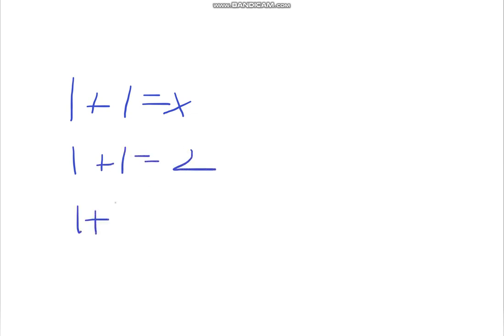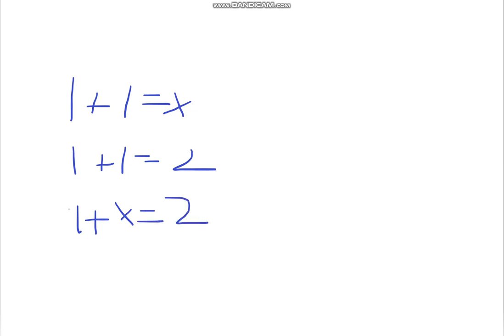But today, I'm going to teach you how to find x, or as Khan Academy says, evaluating expressions with variables. So I'll start with a simple problem everyone can know. 1 plus 1 equals x. This is simple, right? Everyone knows 1 plus 1 equals 2. But what if I did 1 plus x equals 2?